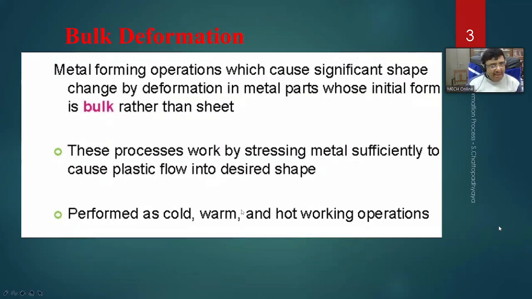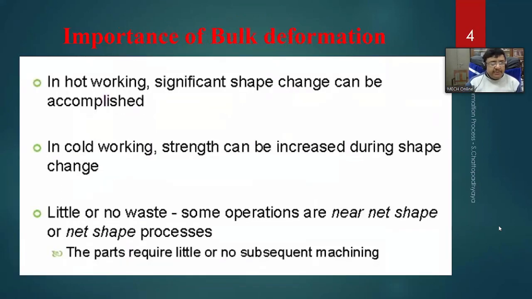You know very well, in the first year we have discussed at length what the basic differences between cold working and hot working are. In hot working, significant shape changes can be accomplished, and in cold working, strain can be increased during the shaping. And what is that phenomenon? Increasing of strength in cold working process.